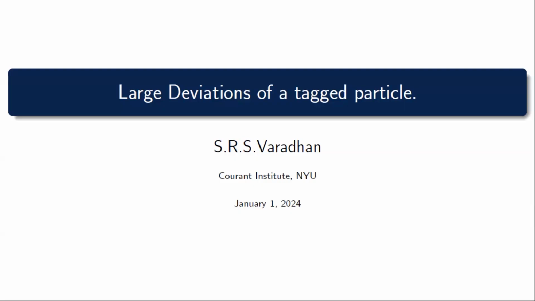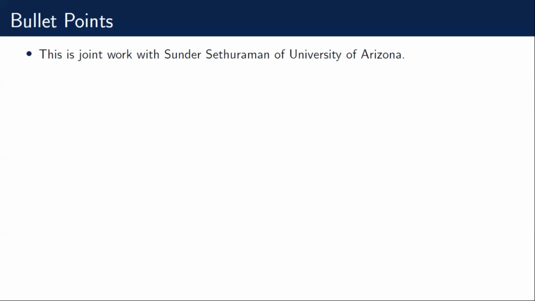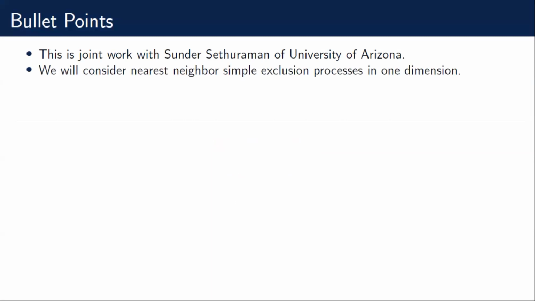So I'm going to talk about large deviations of a tagged particle. And this is joint work with Chandrasekharan of the University of Arizona. We consider nearest neighbor simple exclusion process in one dimension. This is like single lane traffic. You can't overtake anybody. You can't bump into anybody.